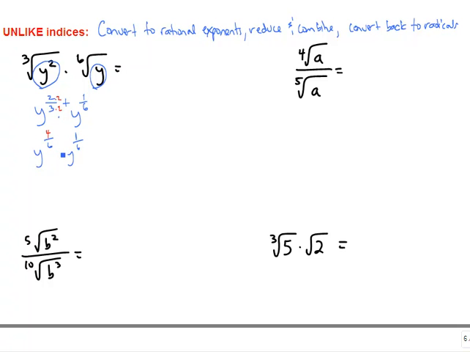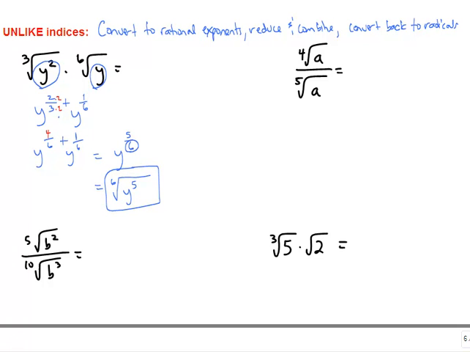And now that the denominators are the same, I can add these together, and that would give me y to the 5/6. Now you want to be consistent. The original problem had radicals in it, so you want to make sure your answer has radicals in it. So don't stop here. Now we have to change this back into a radical. The denominator is a 6, so this becomes a sixth root, and the power 5 goes underneath because our base is a variable. So this is the same as sixth root of y to the 5th.